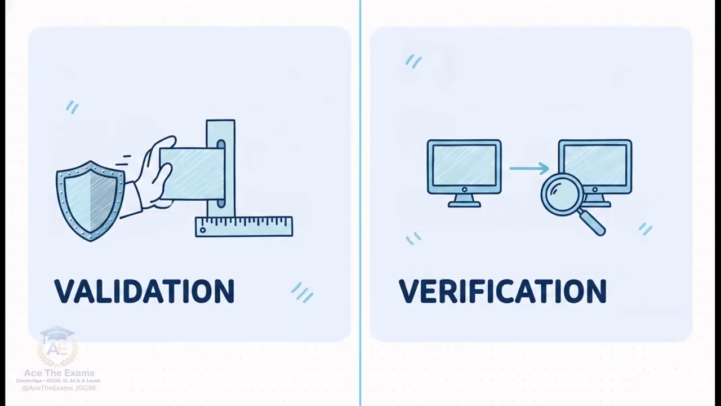And hey, speaking of precise wording, never fall into this classic trap. Validation checks if data is reasonable, like doing a range check. Verification, on the other hand, ensures the data entered matches the source exactly. Mixing these two up is a super common generic answer trap that examiners are actively looking for.